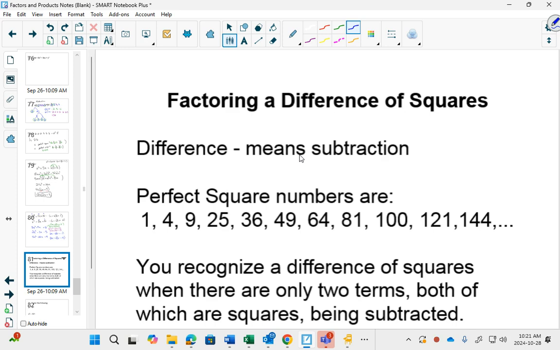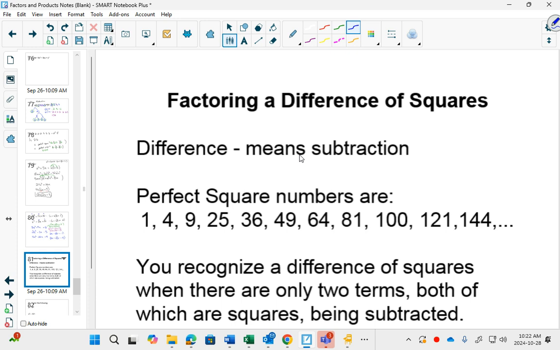This last type of factoring has a special name: factoring a difference of squares. And the name itself is to help give you a hint on how to recognize it so that you can factor it quicker. So the idea is if you can recognize a difference of squares, then you can factor it quickly. And how do we recognize a difference of squares? Well, it has the word difference in it, which means subtraction.